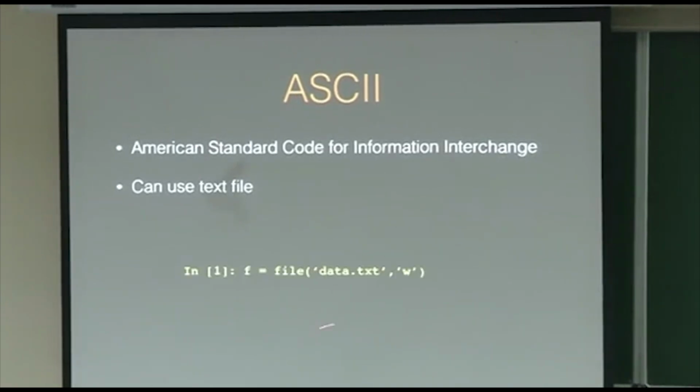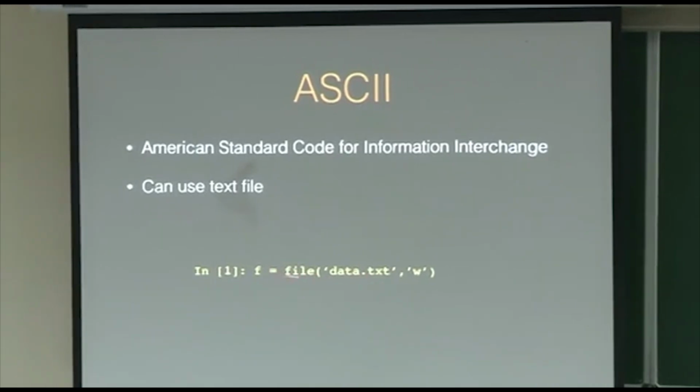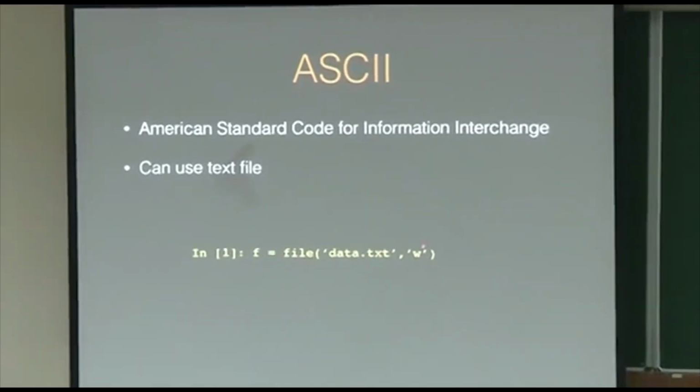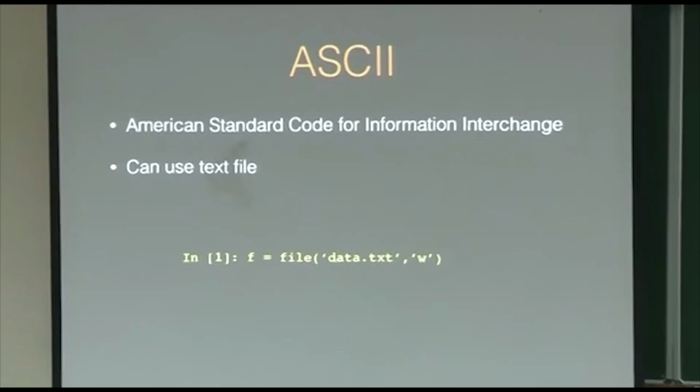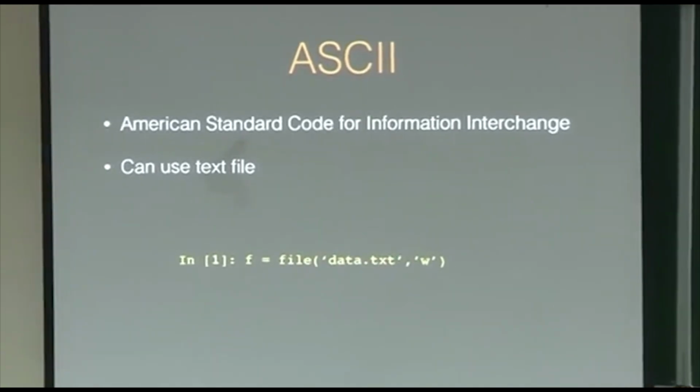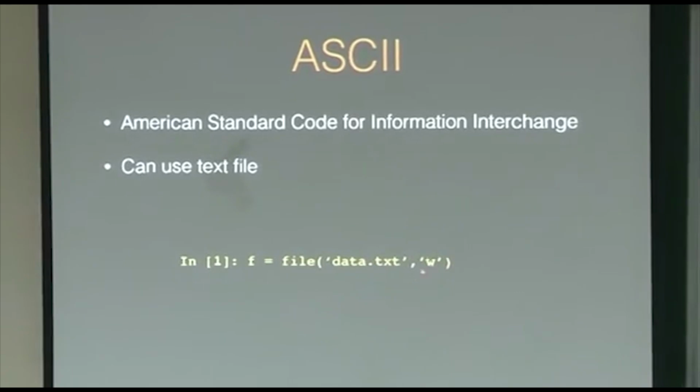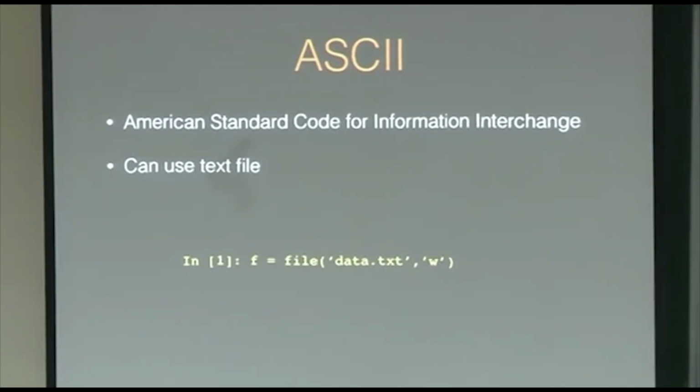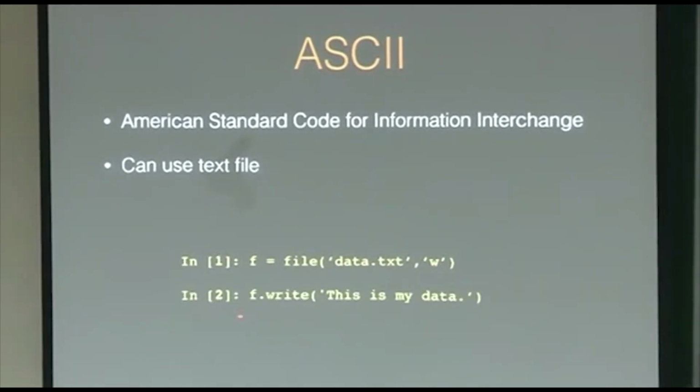For that you need to create an object f, using the function file. You keep the name data.txt, so data will be saved in this file, and w stands for writing. In the next line is f.write, and I have written 'this is my data'. This string will be written in that txt file, and next you just say f.close. This is the simplest example to write something, whatever you want.